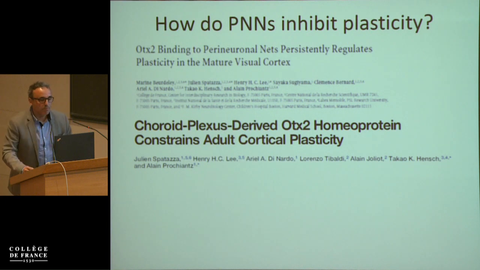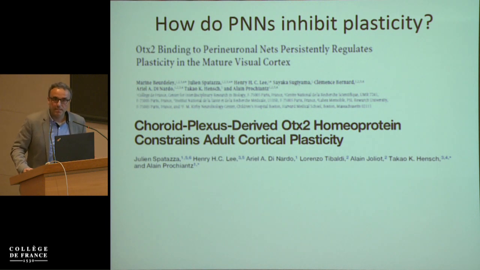Of course, the $1 million question is how do these perineuronal nets inhibit plasticity? And again, we heard yesterday of a possible mechanism by which CSPG could facilitate the entrance of OTX2 into the neurons. But of course, interaction between CSPG and proteins is an interesting mechanism, and the peptide that should mediate that is not only present in OTX2. So other molecules could also be concentrated at the perineuronal net.